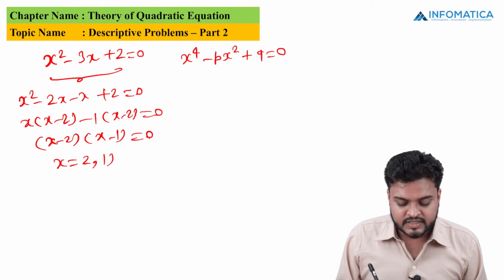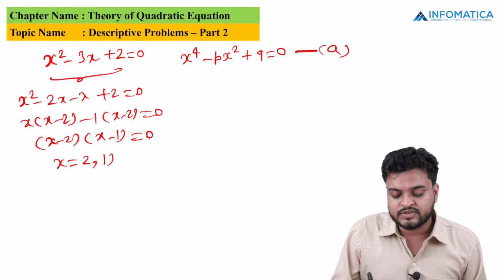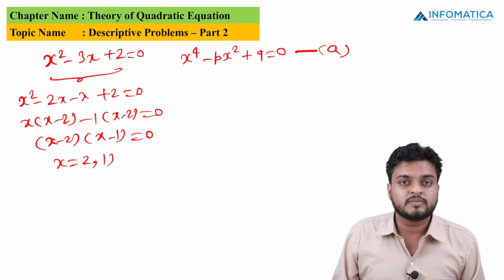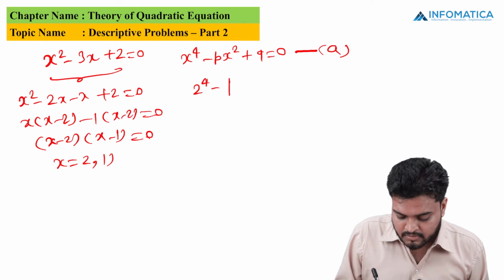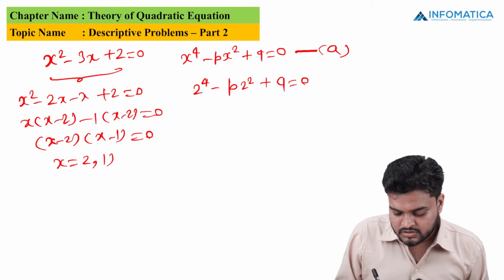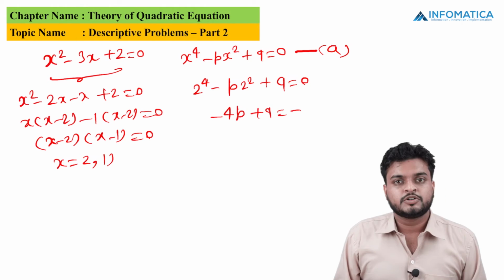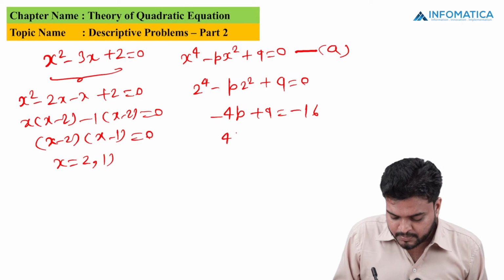सो अगर 2 और 1 की वैल्यू इस इक्वेशन में, सपोज दिस इज इक्वेशन A, इस इक्वेशन में मैं पुट करता हूँ, देन लेट्स सी व्हाट विल बी द आंसर. सो जस्ट पुट हियर 2 to the power 4 minus p into 2 square plus q is equal to 0. So you can say that 4p minus q is equal to 2 to the power 4 is equal to 16. So 4p minus q is equal to 16.